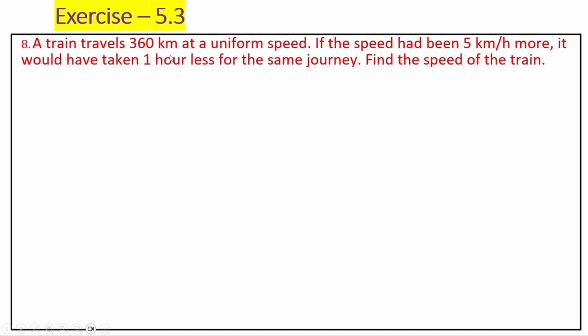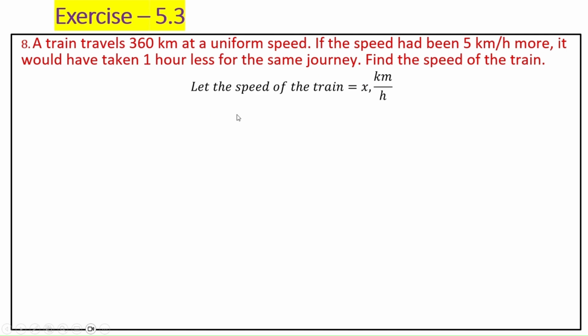A train travels 360 kilometers at a uniform speed. The problem stated is, if the speed had been 5 kilometers per hour more, it would have taken 1 hour less for the same journey. Find the speed of the train.